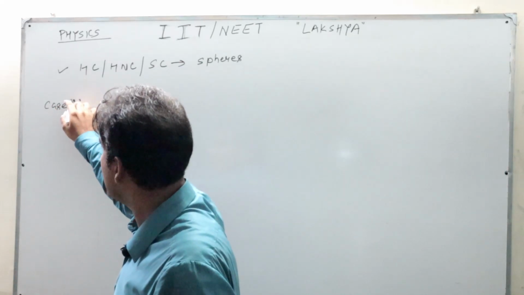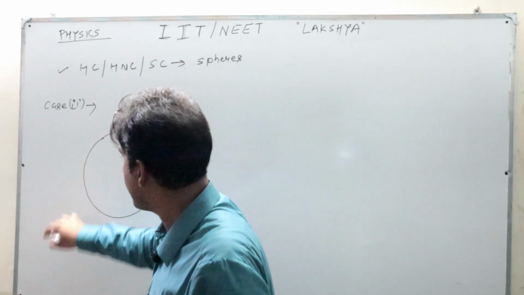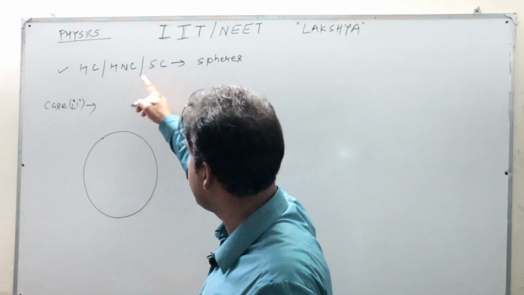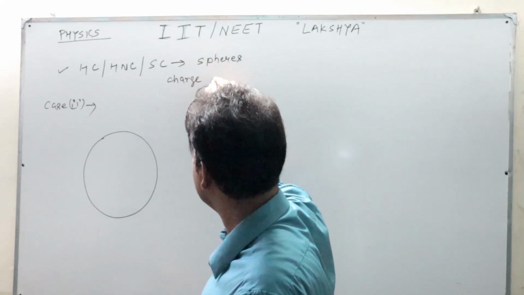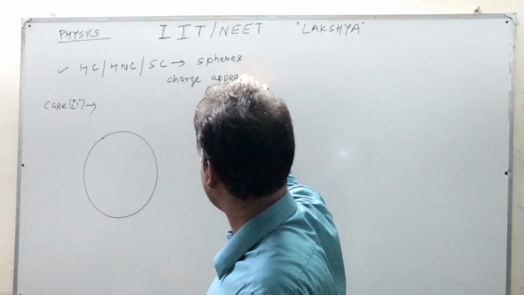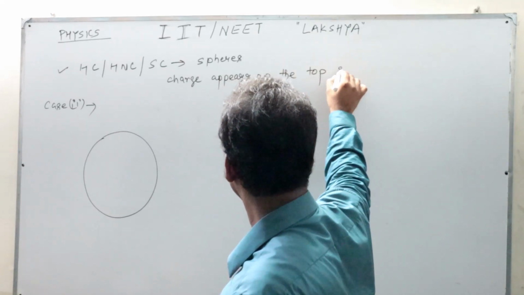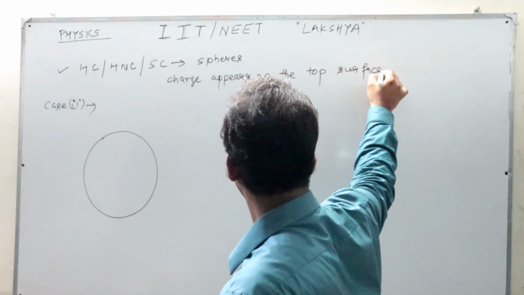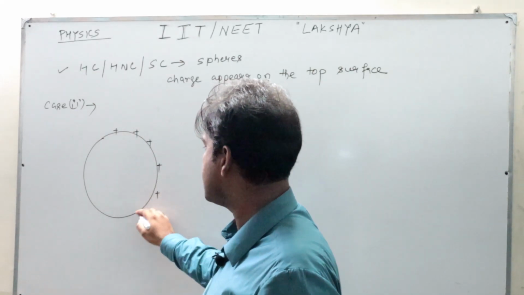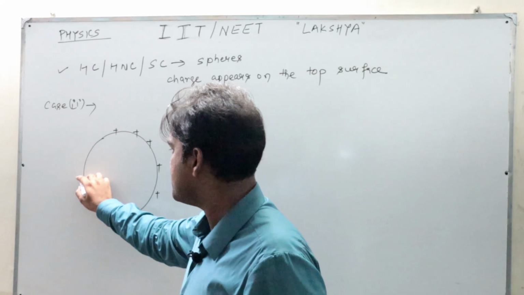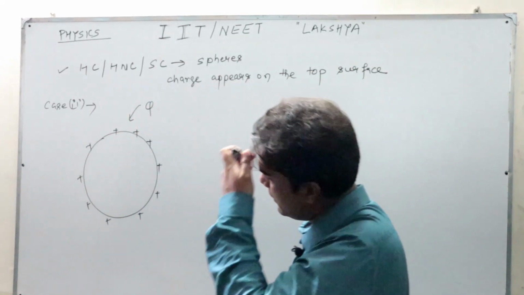Case number 2. This is our sphere. I told you that in these types of spheres, charge will always appear on the top surface of the sphere. So if we give a charge q to this, it will appear on the top surface of the sphere.